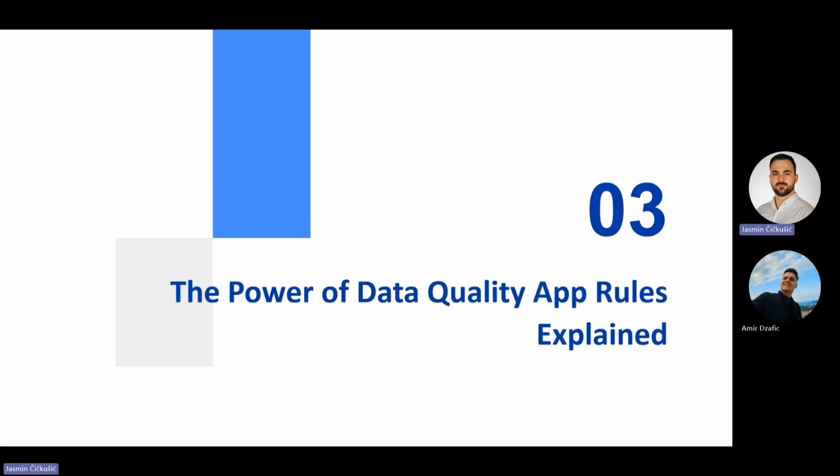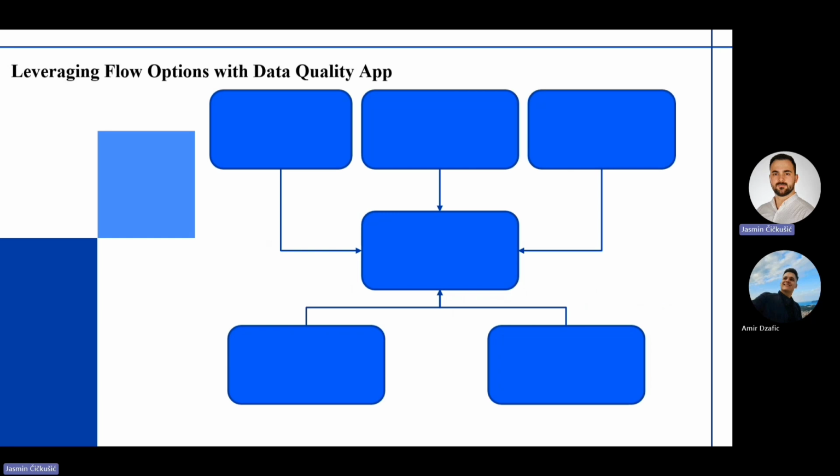So as I mentioned, data quality rules are the backbone of maintaining clean, accurate and reliable data. These rules define the criteria that data must meet to be considered valid and high quality. Some of the types of data quality rules are minimum length, regular expression validation, last modified, number of activities, last activity, and of course flow option that we have just seen in action. This is just one part of what it can actually do. There are virtually no limitations on what you can do. So, leveraging flow options with data quality app. We talked about flow.